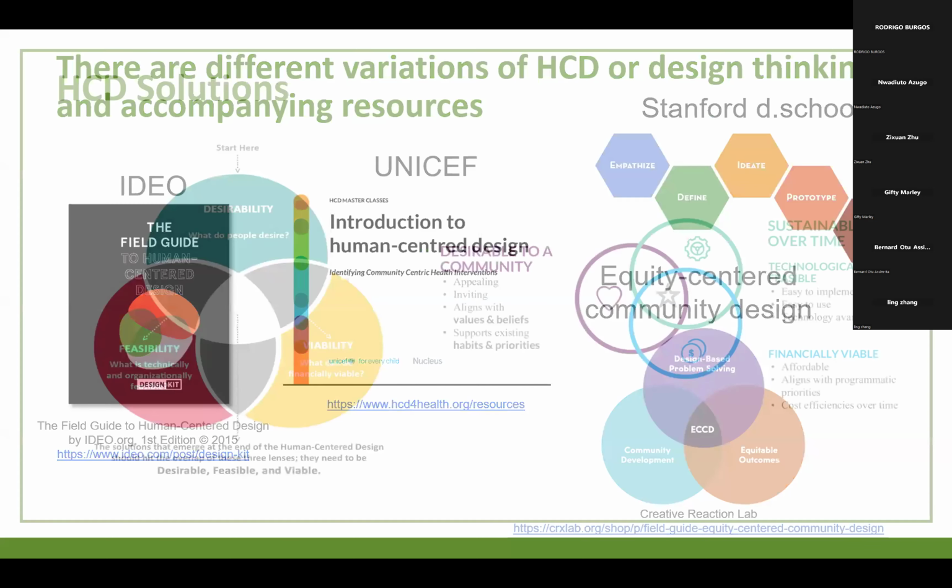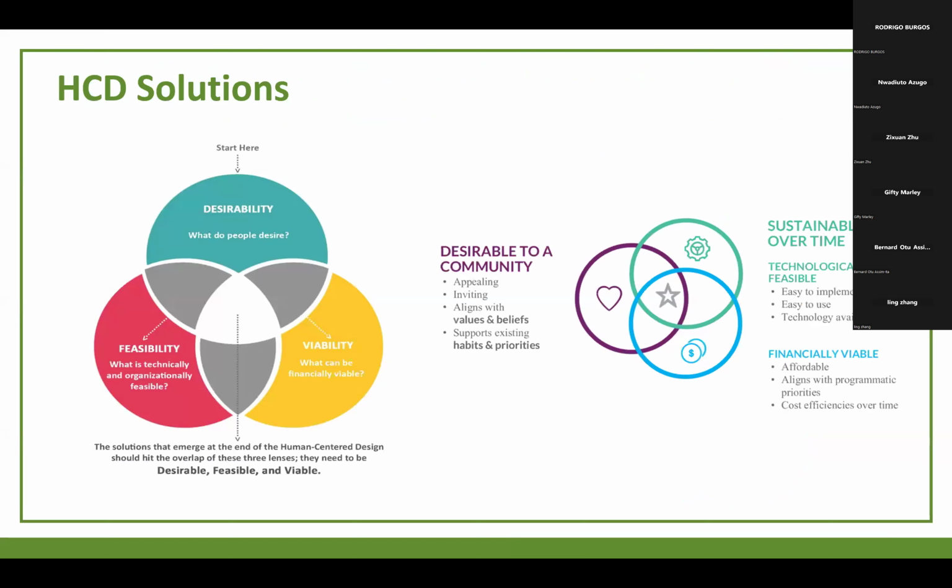So going back, HCD again, it starts with the people and ends with solutions. And the types of solutions that the HCD process wants to end up with are solutions that are a combination or the intersection of these 3 things: desirability, feasibility, and viability. Of course, it will start with desirability.